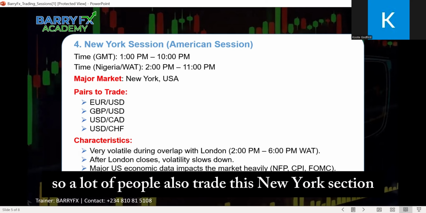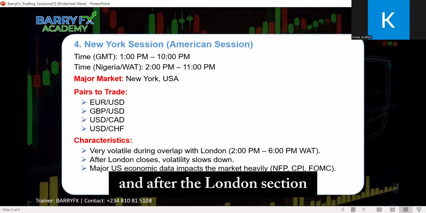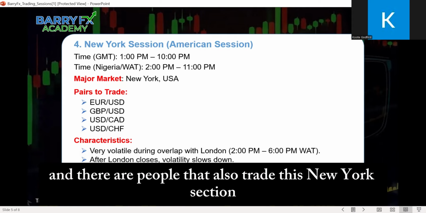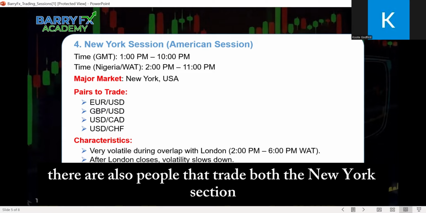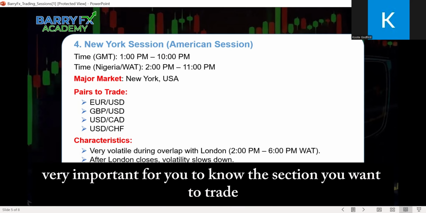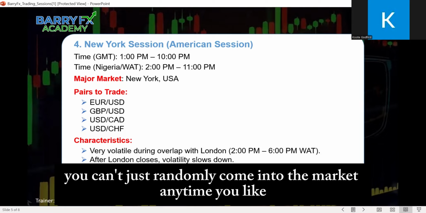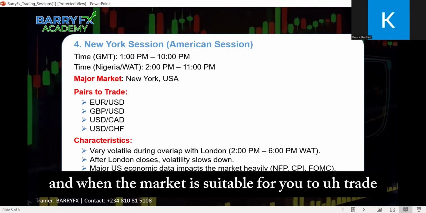A lot of people also trade this New York session, but there are other people that only trade during the London session, and after the London session, they are done for the day. And there are people that trade only the New York session. There are also people that trade both the New York session and the London session. I trade the London session and also the New York session. So it's very important for you to know the session you want to trade. You can't just randomly come into the market anytime you like without knowing when the market is suitable for you to trade.